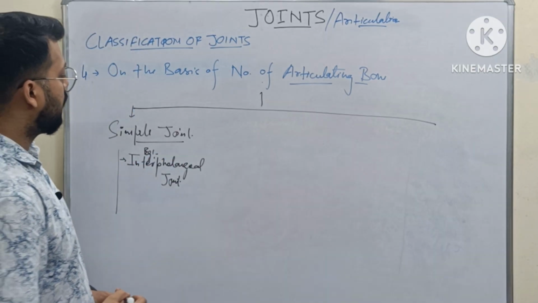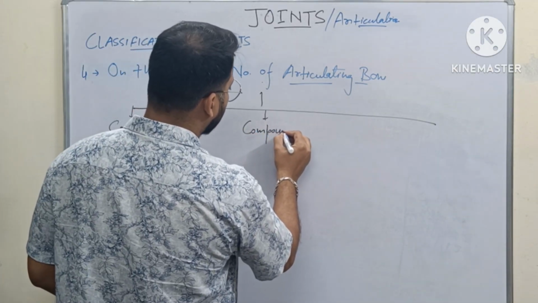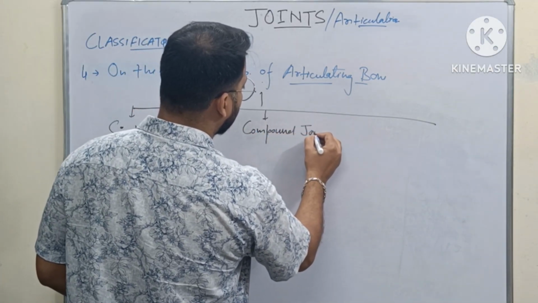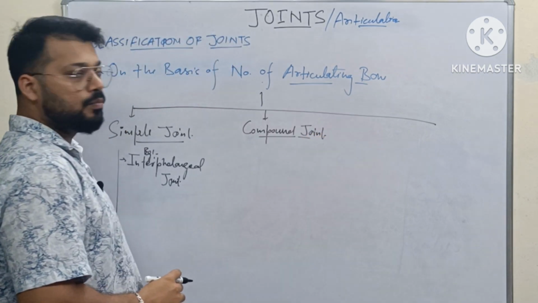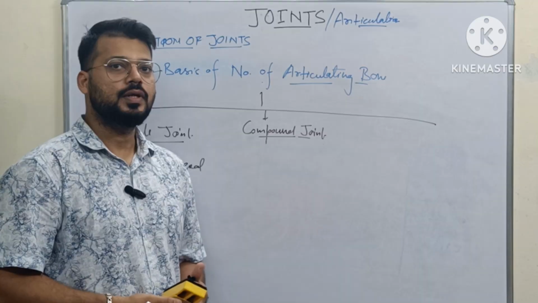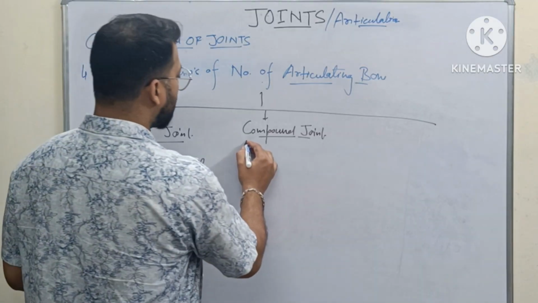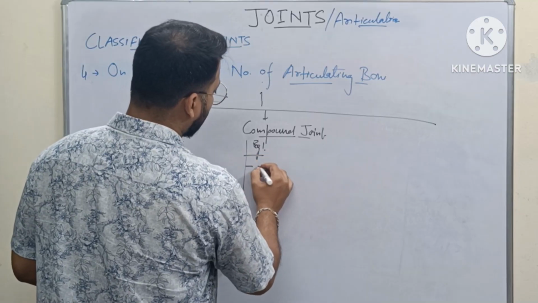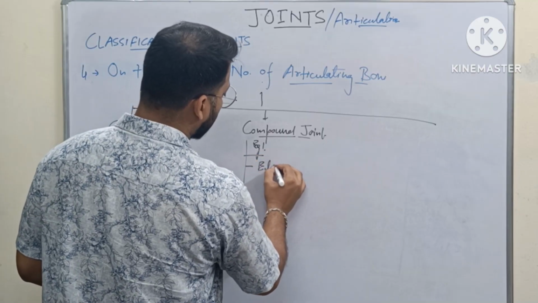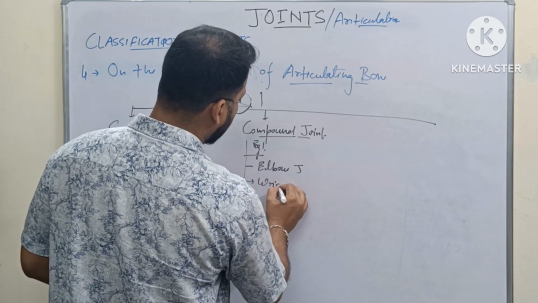Simple joint. Next is compound joint. It means when more than two bones articulate, then it is called compound joint. For example, elbow joint or wrist joint.